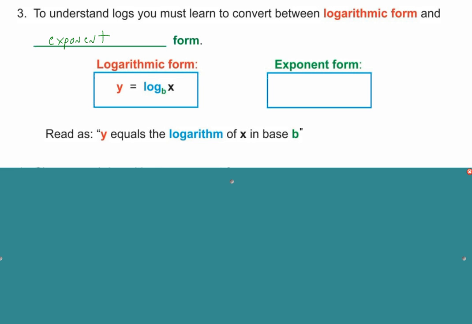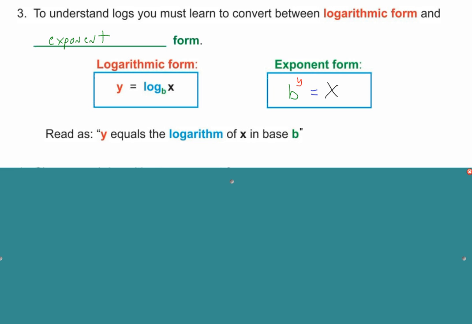So we have to, in our minds, convert it to exponent form, and it'll make a little bit more sense to us. So here's how it goes in exponent form. B is the base of the exponent. Now, I told you earlier, logarithms are exponents. So y equals log of x in base b, therefore the y is the exponent. So it's b to the y equals x.